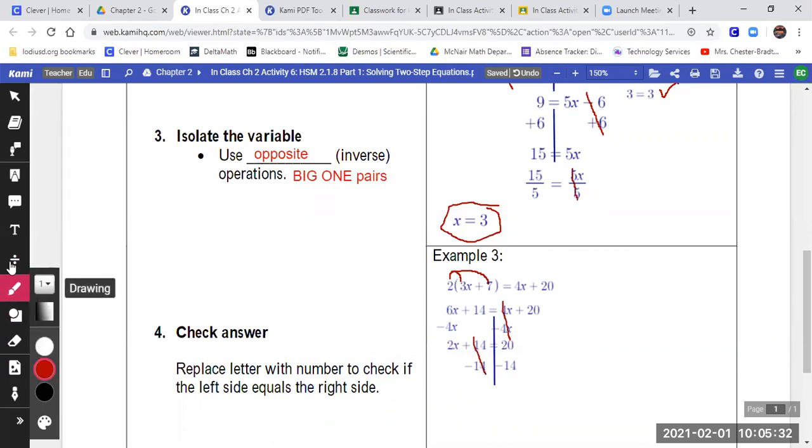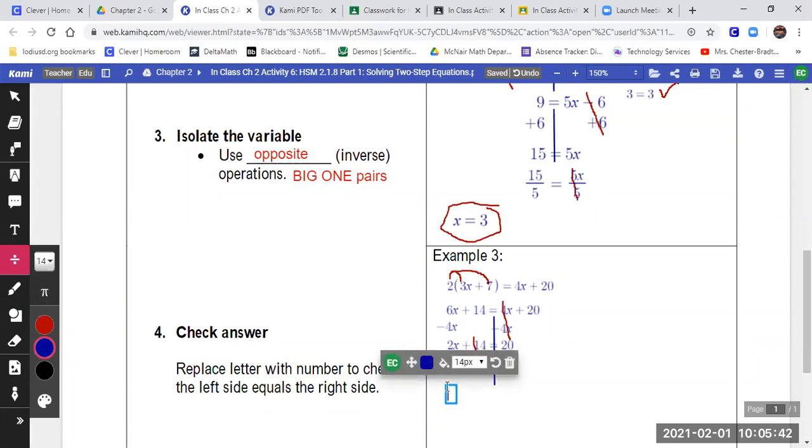That leaves us what on the left-hand side? What's left after we big zero that 14? 2x is going to equal what's left on the other side once we brought over the negative 14. 6 is on there. Yep, because 20 take away 14 is 6.